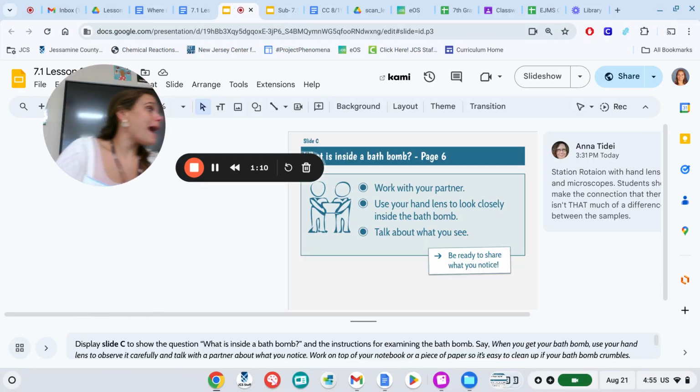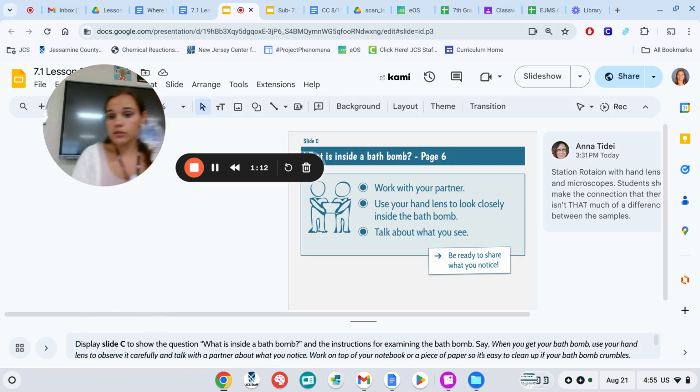so that you can use your handy dandy magnifying glass. Yesterday, we talked about scale. Maybe you'll remember macro and micro. Well, those little particles that make up the bath bomb are really small. So hopefully we can try to magnify them to see better.